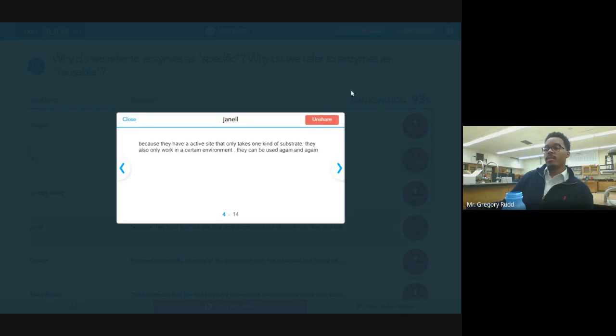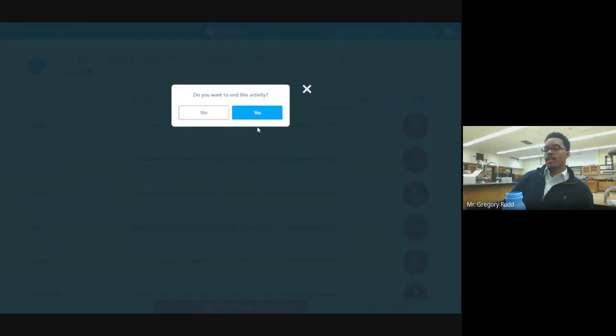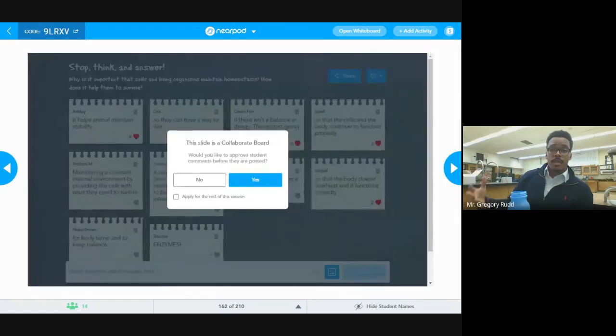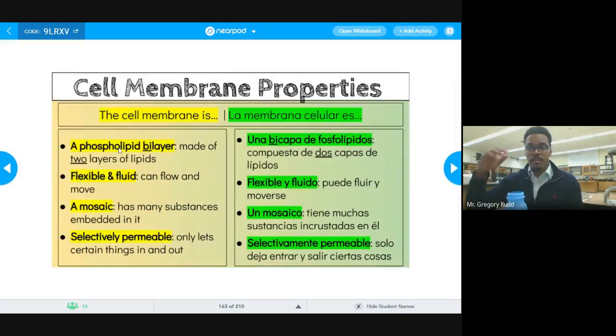Good job, folks. All right, I love that. Let's close this activity out. So we were talking about the properties of the cell membrane, and hopefully that comes up on your screen soon. The properties of the cell membrane allow it to take certain things in and to let certain things out. Number one, the cell membrane is a phospholipid bilayer, which means it's made up of two layers of lipids. We're going to talk more about that.